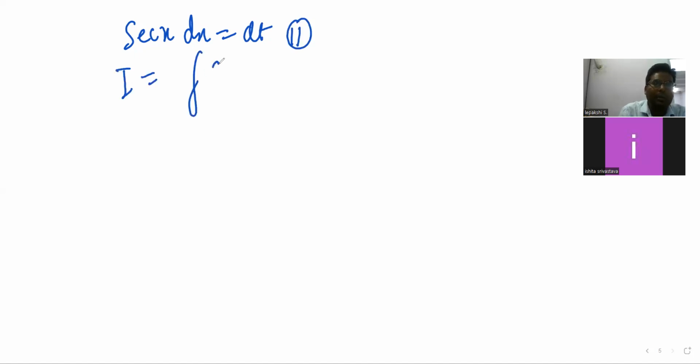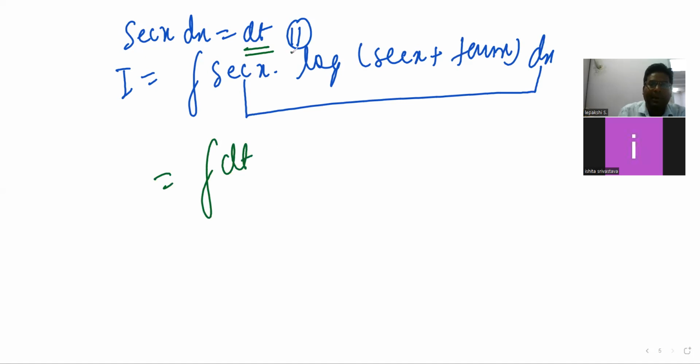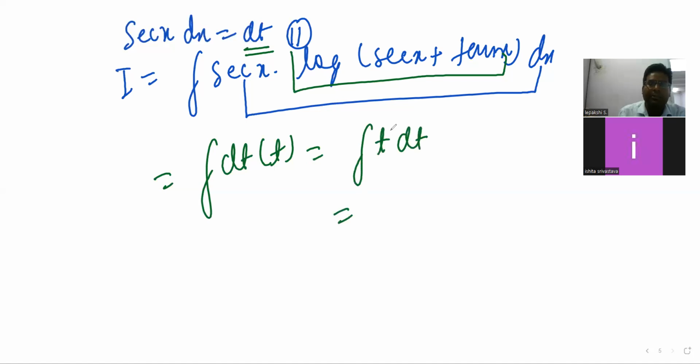So this is the second equation you have to put in the original integration. So I equal to integration of sec x into log of (sec x plus tan x) into dx. So sec x into dx can be written as dt, and this part will be t. So it is integration of t into dt. The power is 1 here, so you have to add 1. So it will be t square upon 2 plus c.